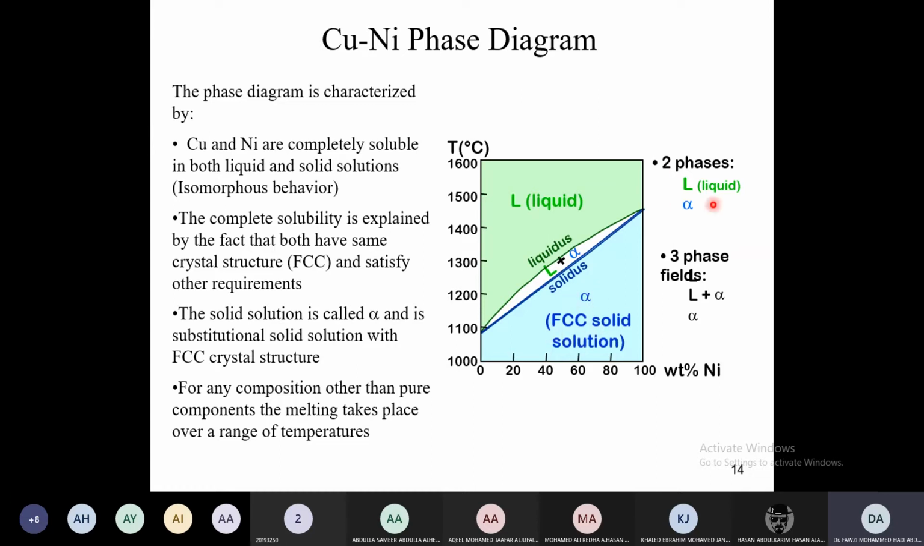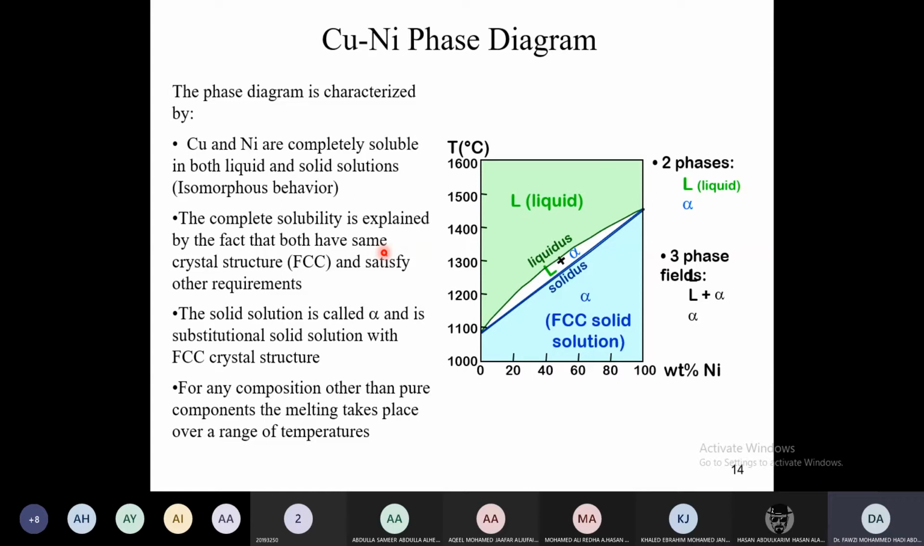Now, let us explain why we have this unlimited or complete solubility of one into the other, of nickel into copper, or the copper into the nickel. Why is the complete solubility there? Complete solubility is explained by the conditions in chapter 4, for having a solid solution or otherwise different phases forming. We had conditions there.